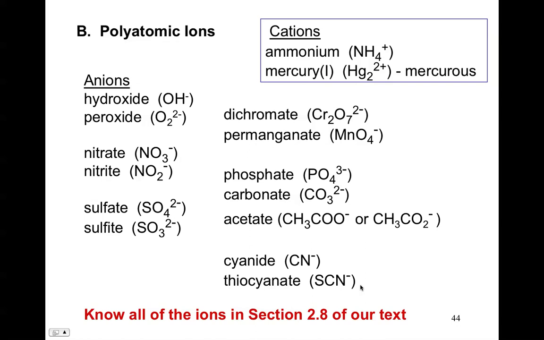You need to read section 2.8 of your text, and as you're reading it, every single polyatomic ion that you encounter in that section, you should write down and make a list: the name, the formula, the charge, and memorize them.